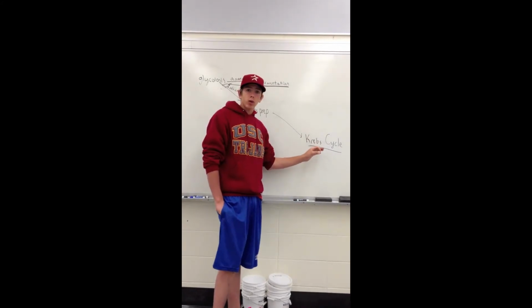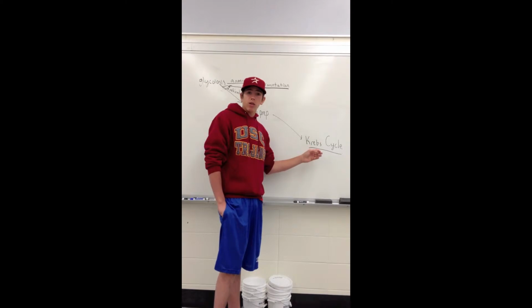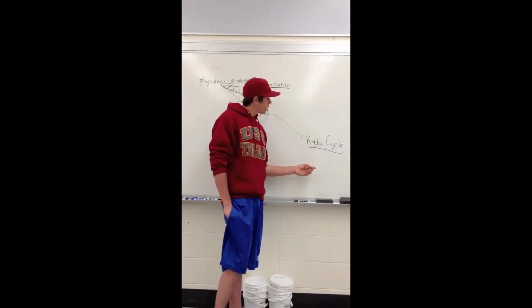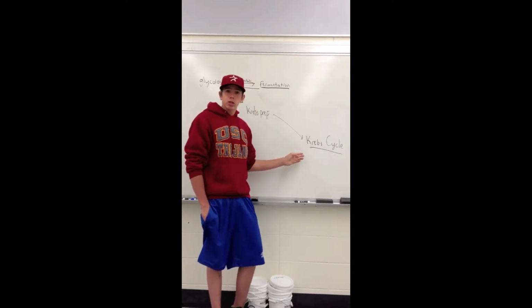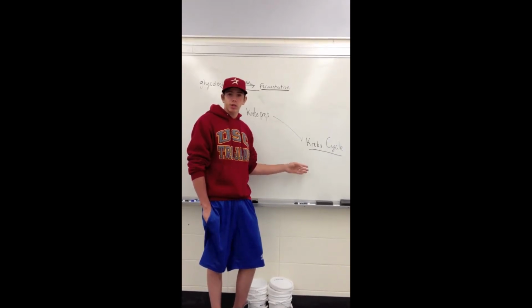The Krebs cycle is one of the most important things that happens in the mitochondria. This gives us tons and tons of energy, and it's going on constantly. The Krebs cycle is our main way of breaking down the glucose to get all of our energy.